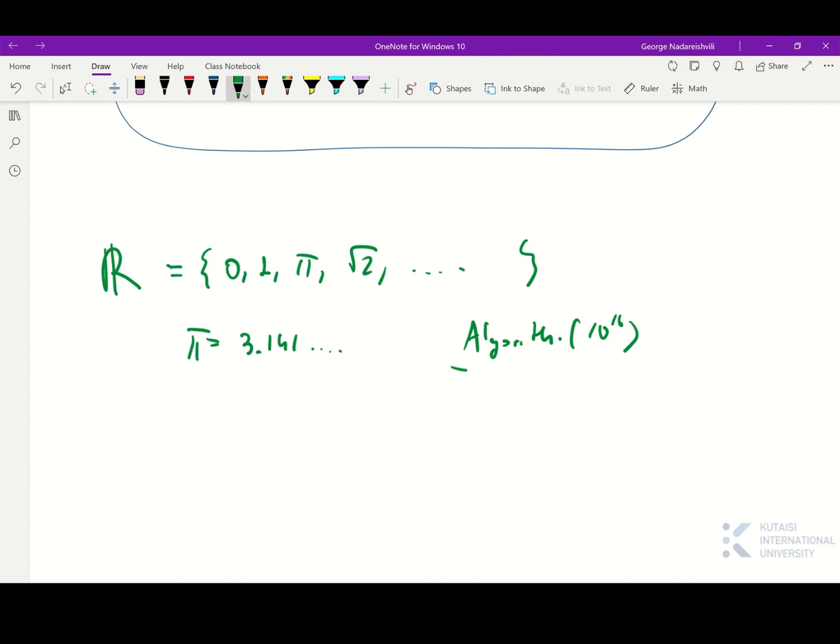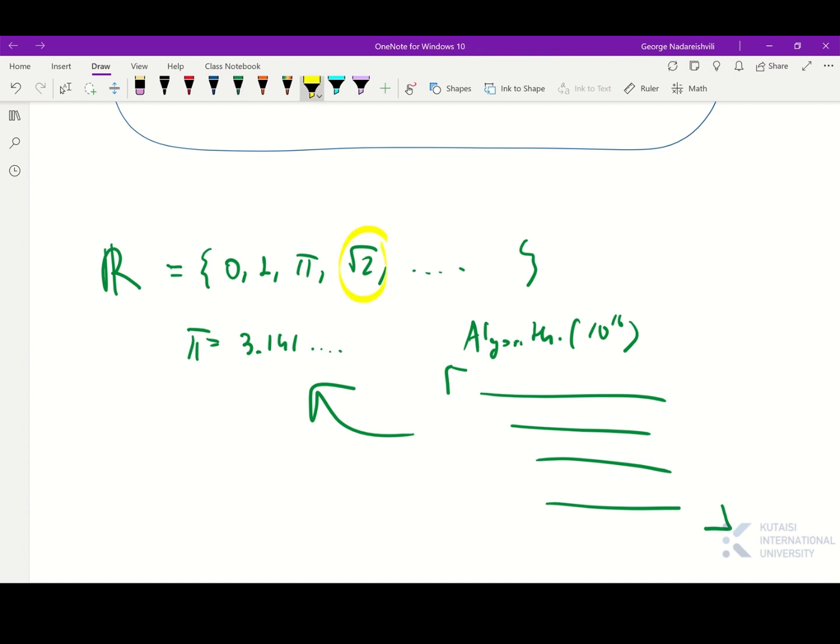That means there exists an algorithm, right? There exists a finite string that completely describes pi, in the sense that it contains all the information of pi, in the sense that it can compute any digit of pi. Same thing with the square root of 2, and so on. So there exists a finite string that describes it.